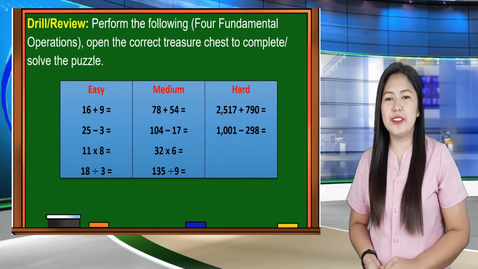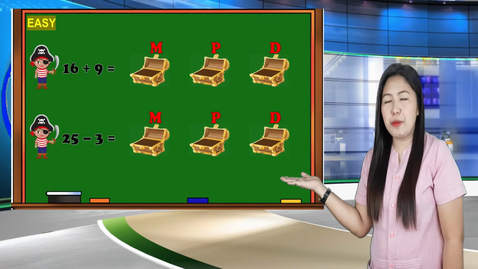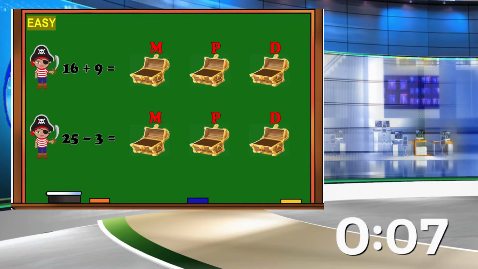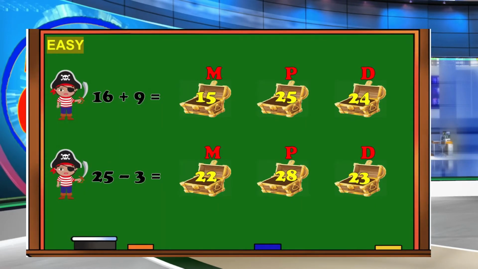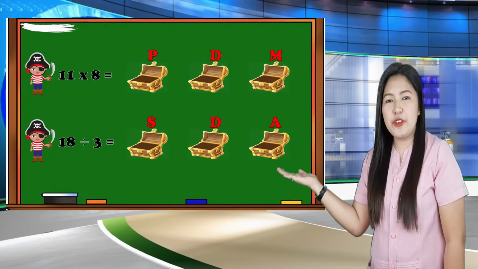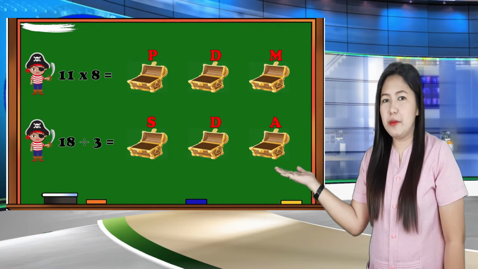And for the easy round, 16 plus 9, 25 minus 3, 11 times 8, 18 divided by 3.